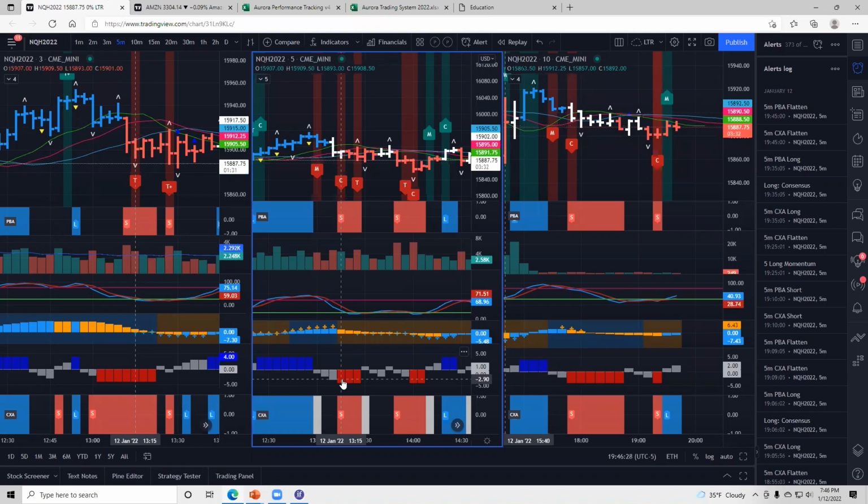We're short at 15,907. We wanted to get down to 15,897, and it actually moved down to 893. So there's 10 points, and you had just a couple of points of drawdown.